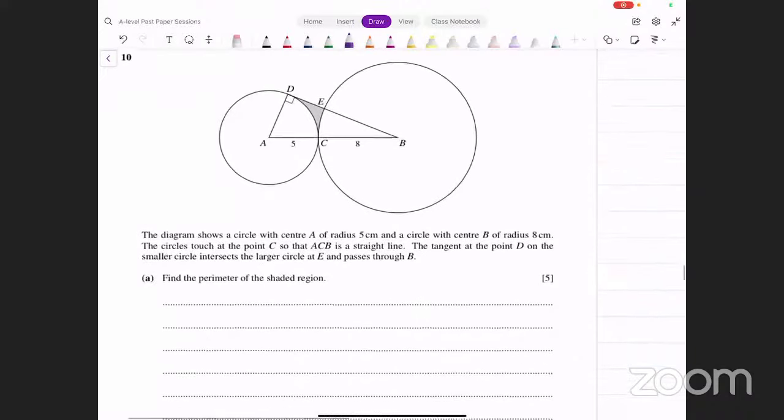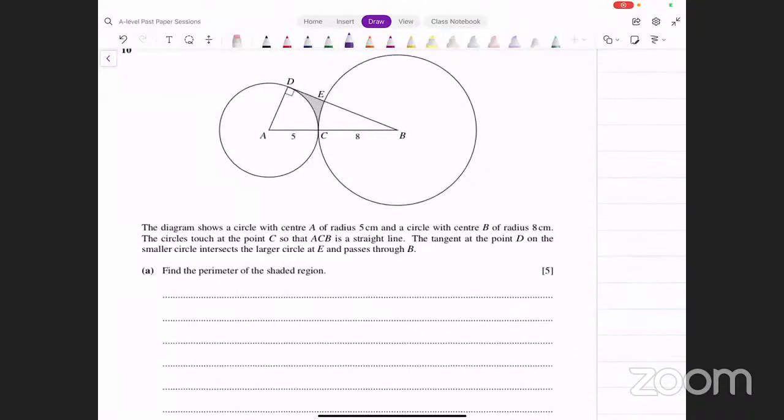The diagram shows a circle with center A of radius 5 and a circle with center B of radius 8 centimeters. The circles touch at the point C, so that ACB is a straight line. The tangent of the point D on the smaller circle intersects the larger circle at E. So this is the point E, and DB is a tangent to the smaller circle. वो E उस bigger circle को वहाँ पे intersect कर रहा है. And it passes through B. Yeah, you can see that. So B is the center of the other circle. A और B आपके centers हैं circles.